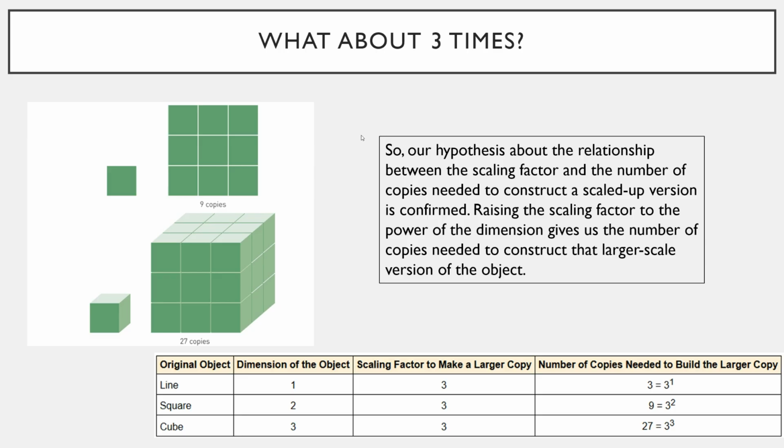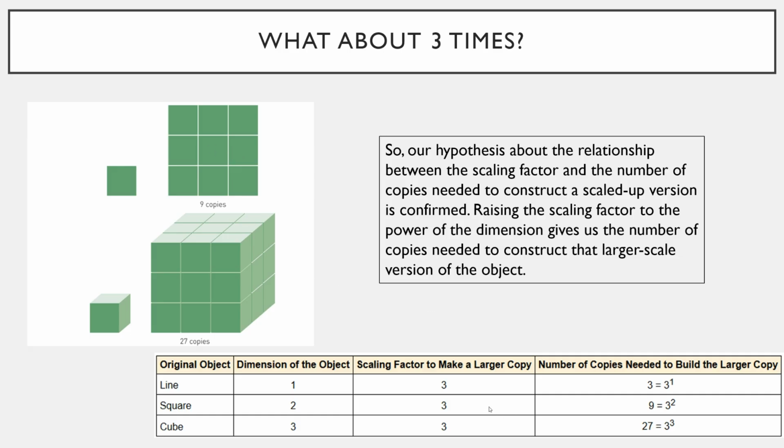All right, what about if you want to go 3 times? I think it makes sense, right? In one dimension, if you want to scale it by 3, you would just need 3 copies of it. But what about a square? So in 2 dimensions, I want to scale it, I want to make it 3 times as big. Well, it turns out I would need 9 squares.